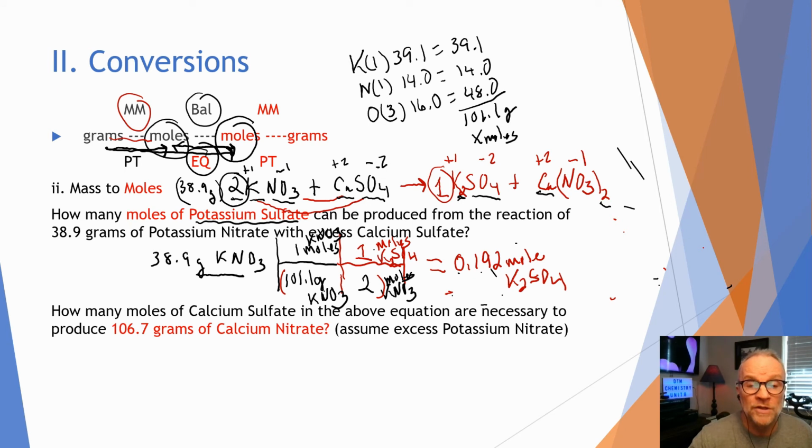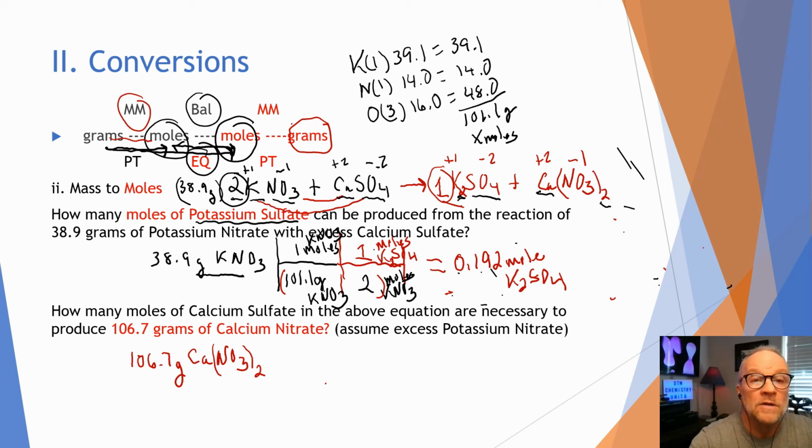So we're starting off with 106.7 grams of calcium nitrate. We are desiring grams of our product, and we're asked how many moles of the reactant we need. So we're going to go from grams to moles, and moles back to grams this time. So a very similar problem, just a little bit different approach.